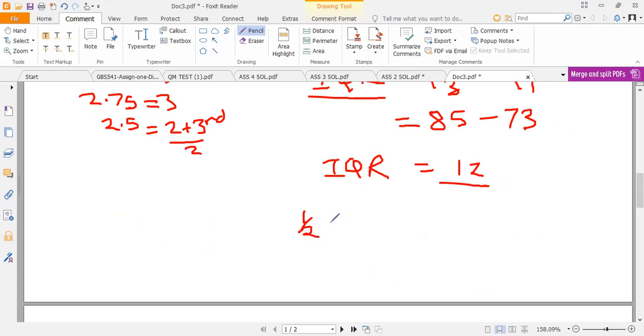Half of the interquartile range is called the semi-quartile deviation. So half of the interquartile range is half of 12, which is what? 6.